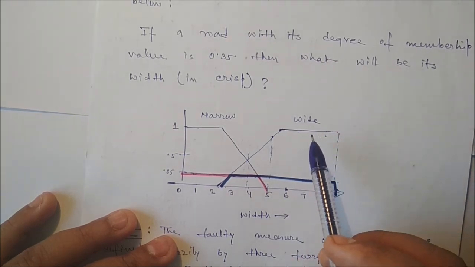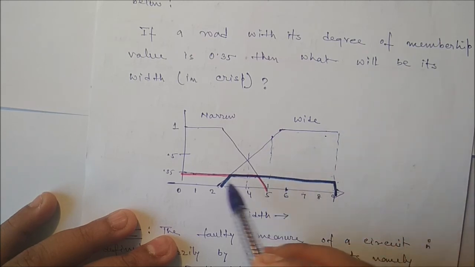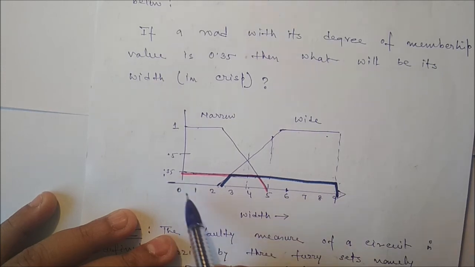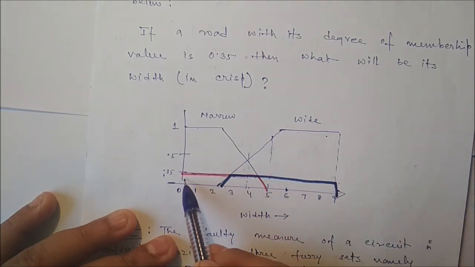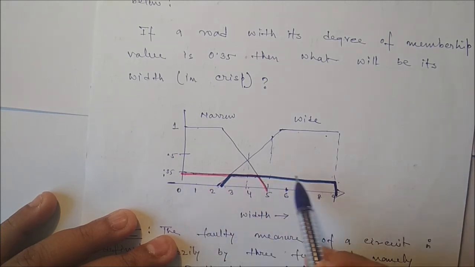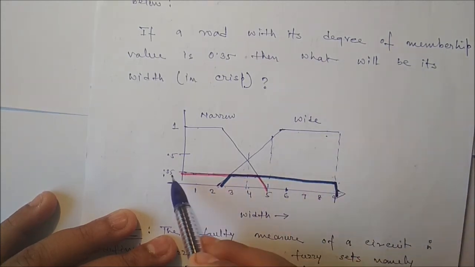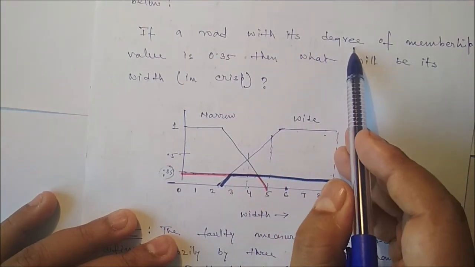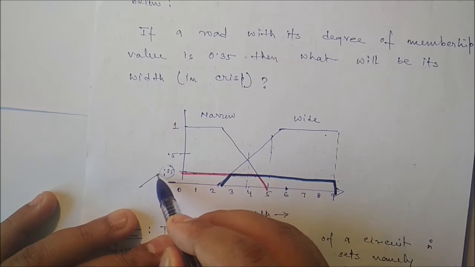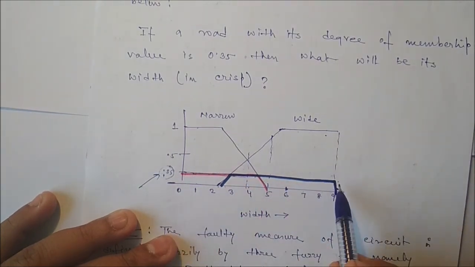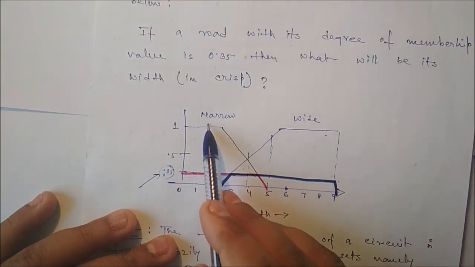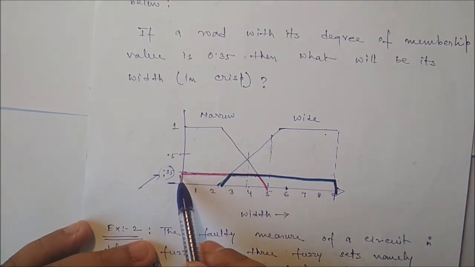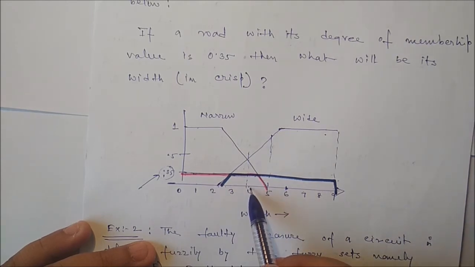So if a road has a degree of membership value of 0.35, what will its width be? To get the width, we have to identify the area of this. So 0.35 is this one. If the road's max degree of membership value is 0.35, this is our degree of membership value. So we should know the associated area from this narrow and wide fuzzy output. We have to calculate the area of this, and that crisp value indicates the width of the road.